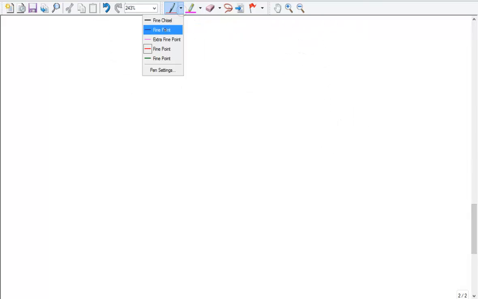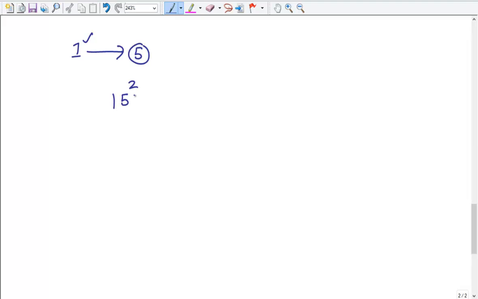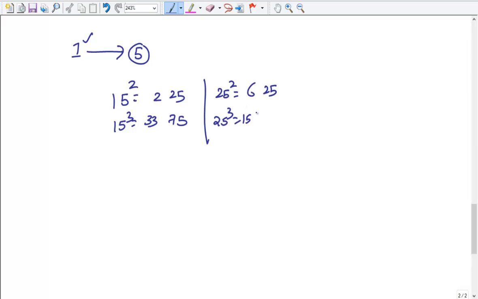Now we have done with one. Now the extension is going to be 5 here, a number ending with 5. First let's take some numbers. 15 square, that is 225. 15 cube, that is 3375. I'm taking 25. 25 square, that is 625. How much is 25 cube? That is 15625.